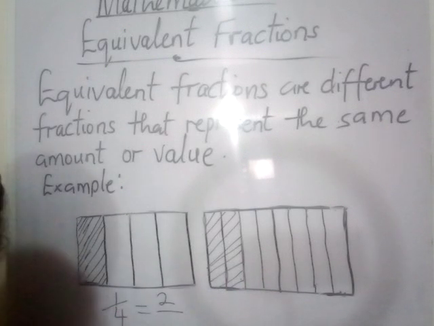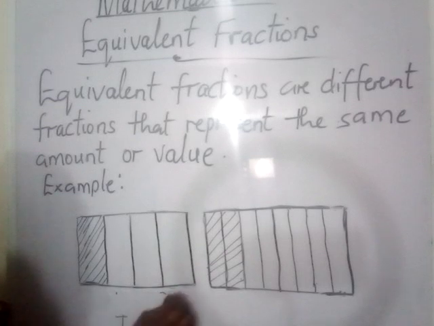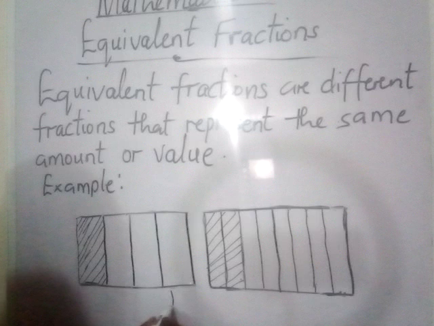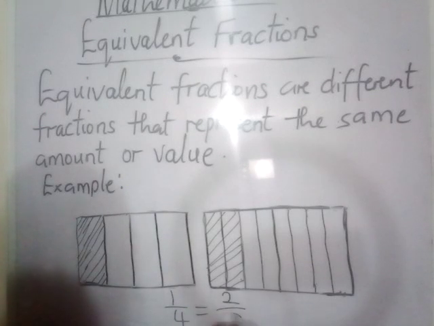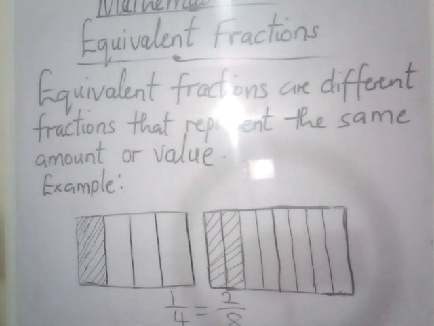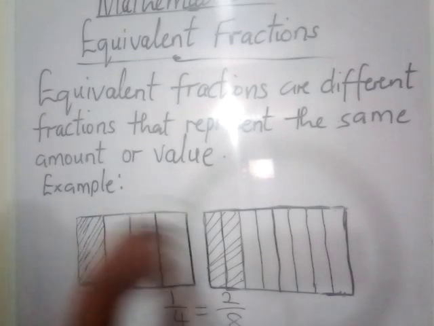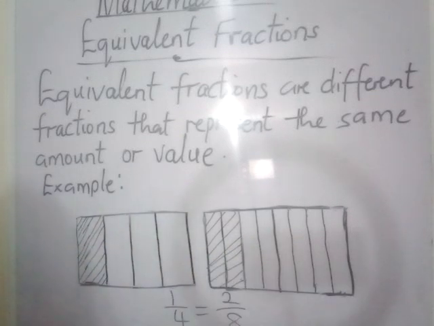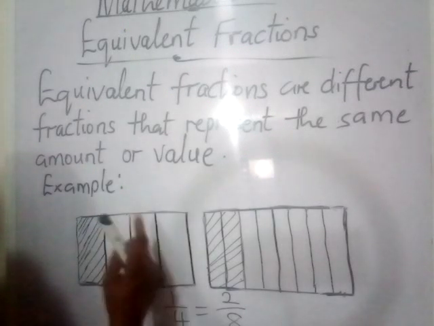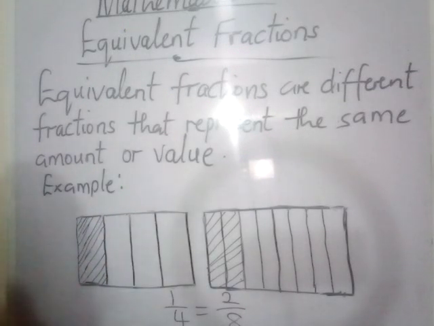Okay, let me write them in the middle. So this 1 out of 4 is equivalent to 2 out of 8. Okay? So let's just assume that these bars are a big chocolate bar. You know, there are those chocolates that have demarcations in the middle, but you have to break it eventually to take the part you want.